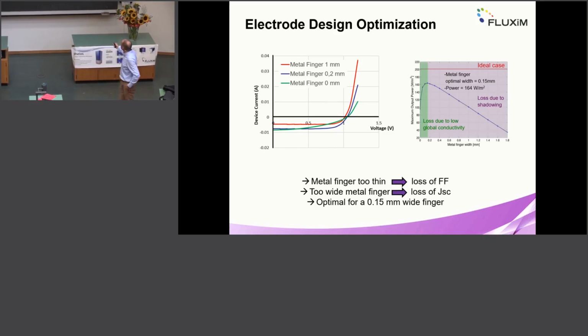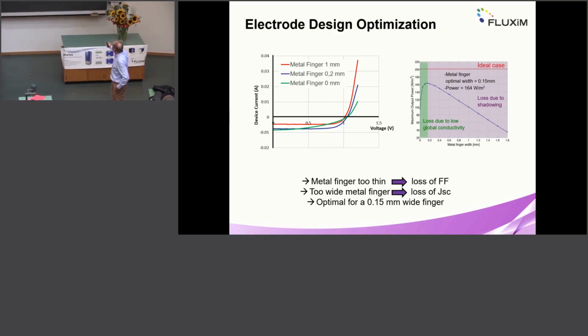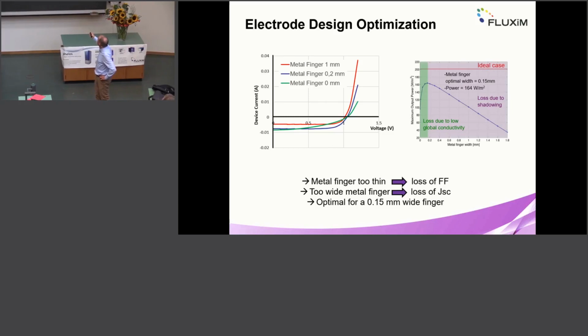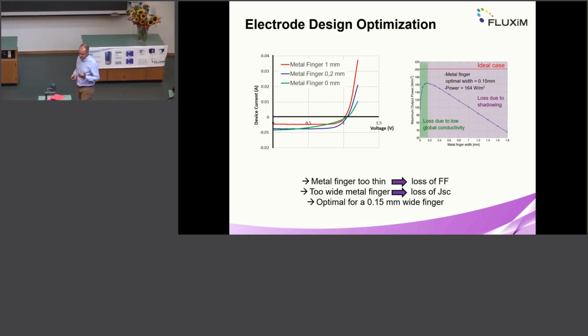In the software, we can sweep the metal finger width, so we can go from very thin, where we have resistive losses, to very thick, where we have loss due to shadowing. And what is plotted here is the maximum output power, so 160 watts per square meter. That would be the maximum power consistent with the JV curve. So there is a sweet spot, an optimum thickness of the metal finger that gives you the highest power of the solar cell.